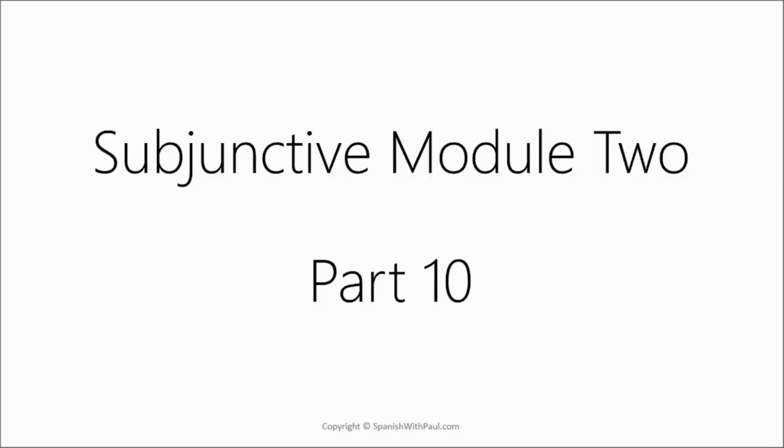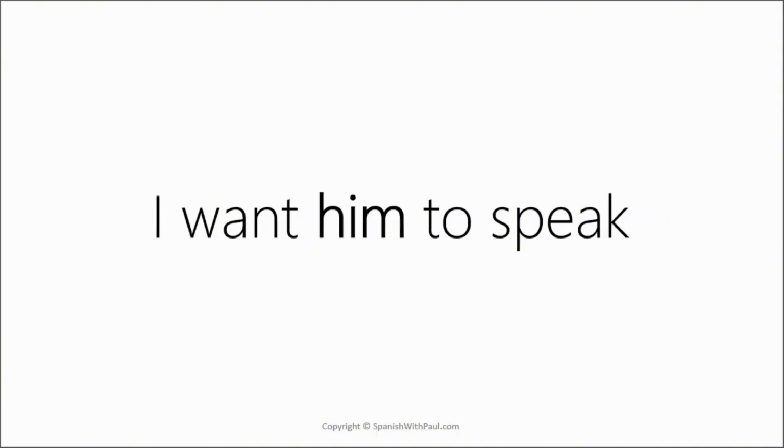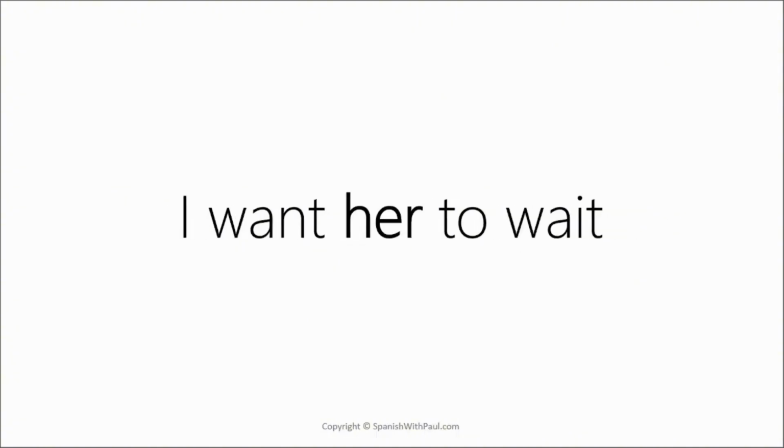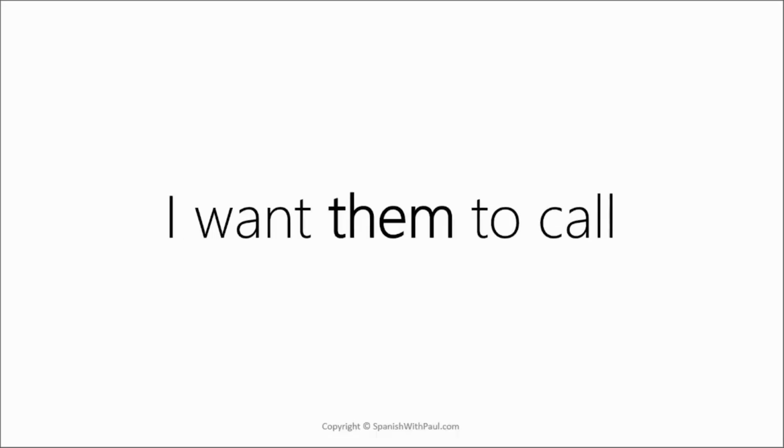Welcome to part 10 of our second module on the subjunctive. So far, we've been working with pronouns of him, her, you, them, and so forth. In other words, I want him to speak. I want her to wait. I want them to call. But it's also possible to use the subjunctive with specific people or groups.